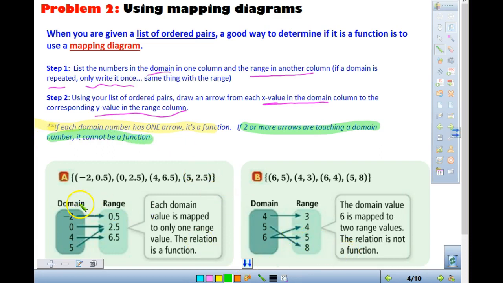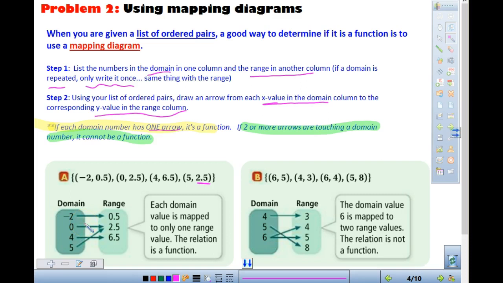So, if I look at this first one and I listed my numbers, I would start by listing -2, I put 0, I put 4, and I put 5. In the second one, I put 0.5, I put 2.5, I put 6.5, and I don't write 2.5 twice because I already wrote it down right here. From each of these numbers in the domain, there is only one arrow. This is a function. There is one arrow going from each of these domains.